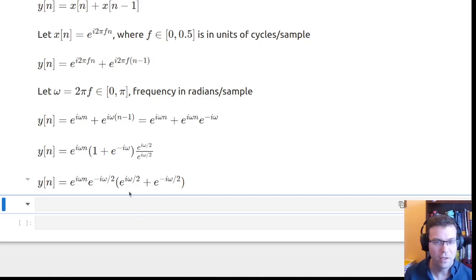Now, it looks like I made it worse. Okay, so what I did was I took the denominator, I rewrote it over here. This is e to the negative i omega over 2. And then I distributed the numerator through here. So it looks like I made it worse.